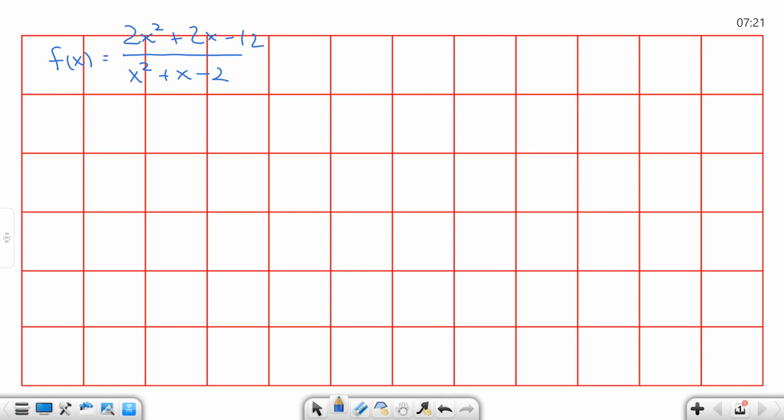Wanted to record a quick lesson on how to graph rational functions using concepts of limits. So I have a function f of x, which is a rational function. If we just look at the function without factoring the numerator and denominator, we see that right away we're going to have a horizontal asymptote at y equals 2.